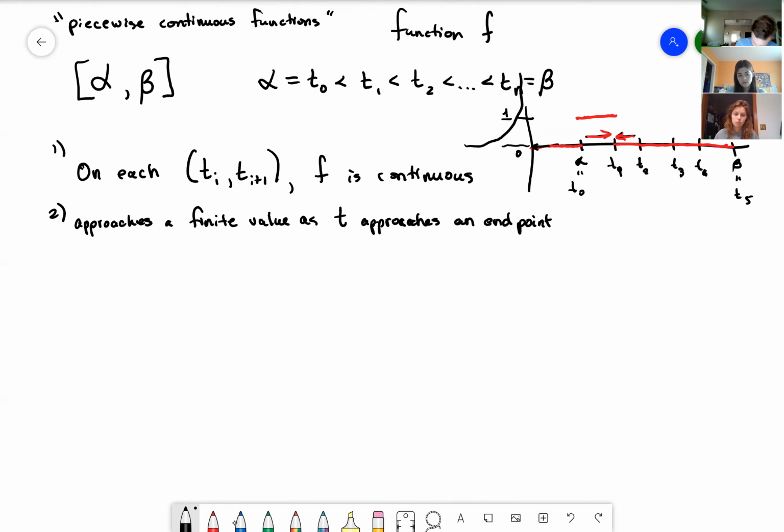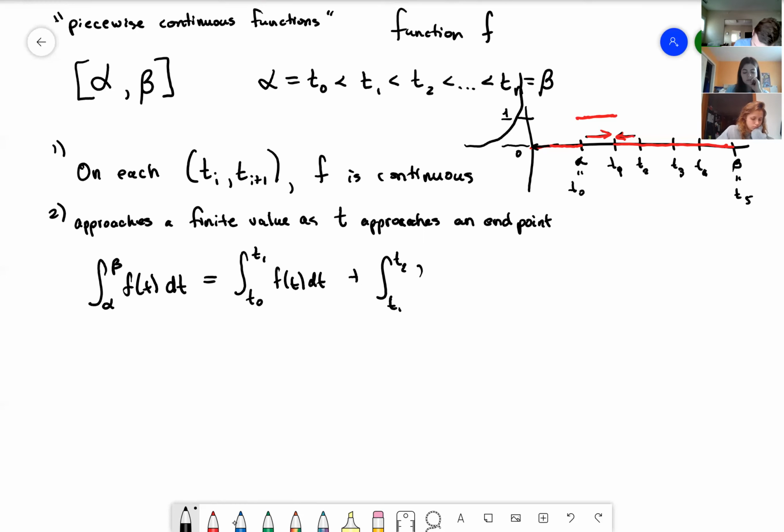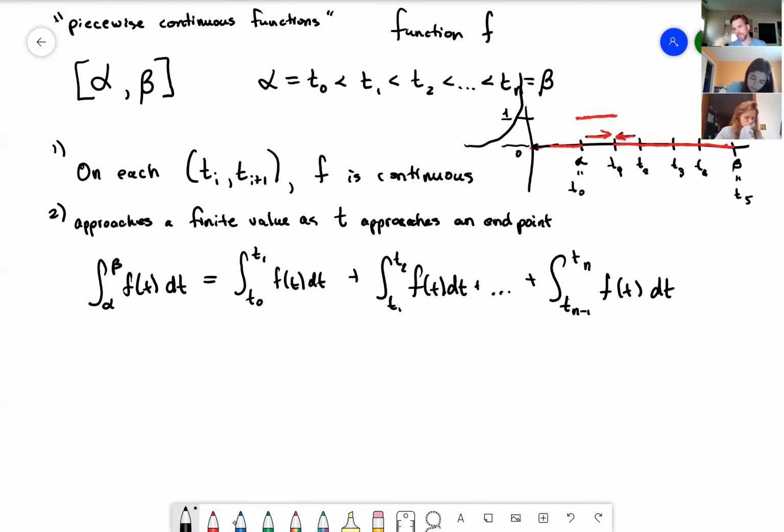So we can integrate piecewise continuous functions. We integrate from alpha to beta, f of t dt. We just integrate each of the pieces. So we go from t0 to t1 of f of t dt, plus t1 to t2 of f of t dt, all the way up to tn minus 1 to tn of f of t dt. So to integrate a piecewise function, since the pieces are continuous, the integral of each of these pieces is well defined.